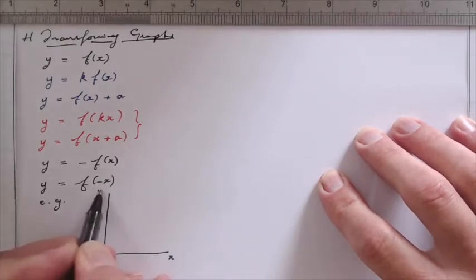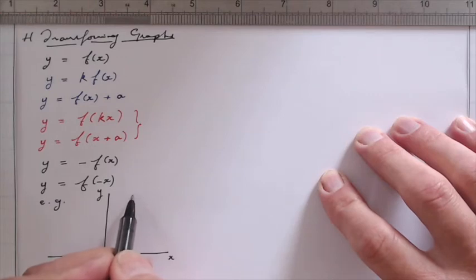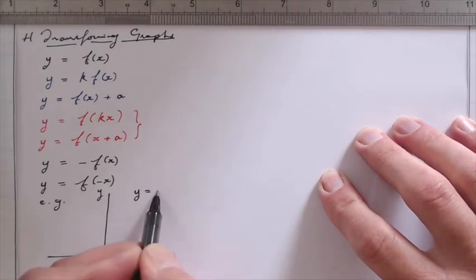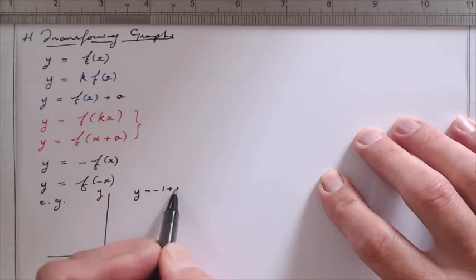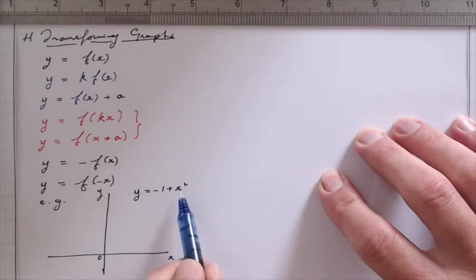X and y, there's the origin, and the function I'm going to take is y equals -1 plus x squared. So when x is 0, y is -1. When x is plus or minus 1, y is 0. So we have these two roots.